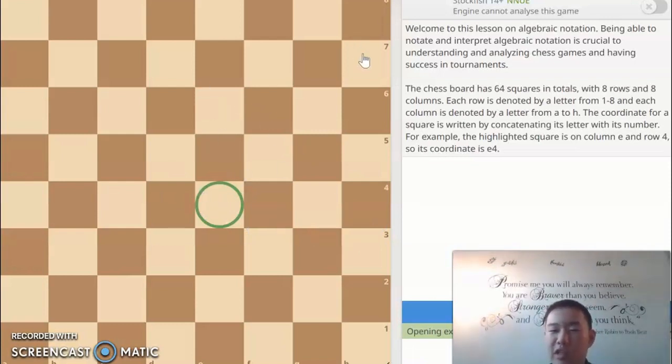Another example is, let's say, the square on column G and row 7. So its square is G7.